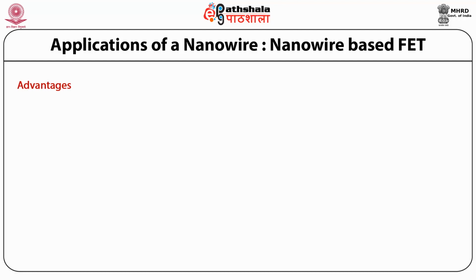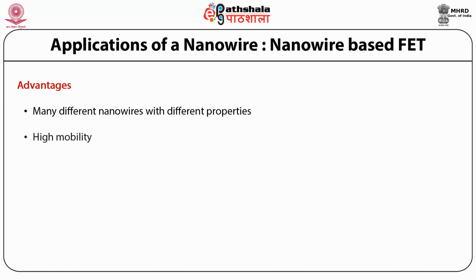Number 1. There are several nanowires of different properties, so these could be used as channel for getting various properties. Nanowires show very high mobility, which is desired as channel material in FET. Bottom-up synthesis of nanowire provides easy fabrication of FETs.